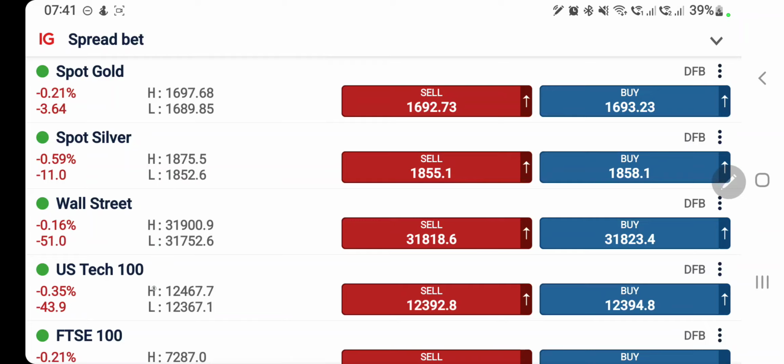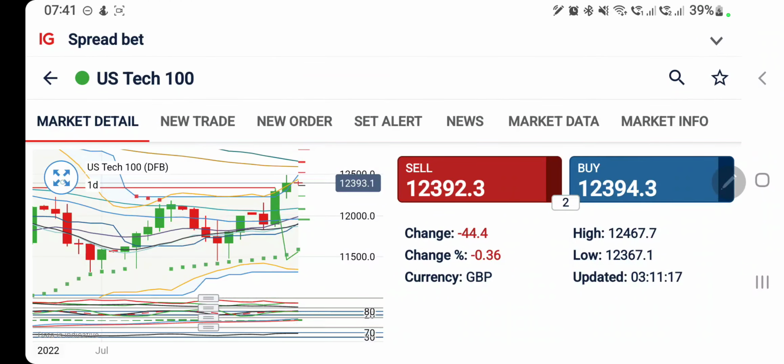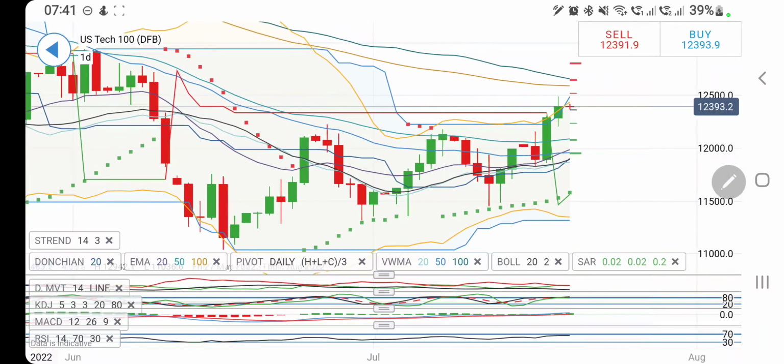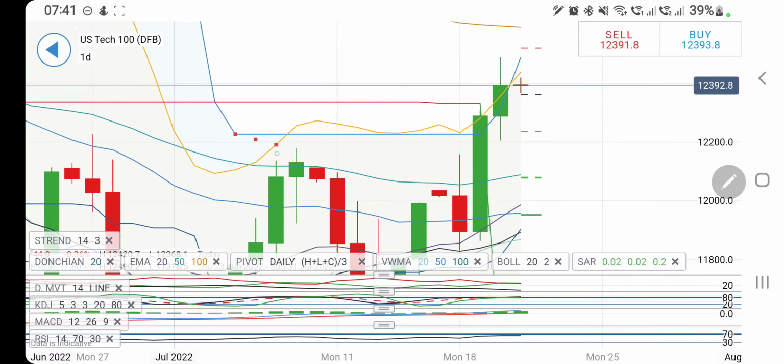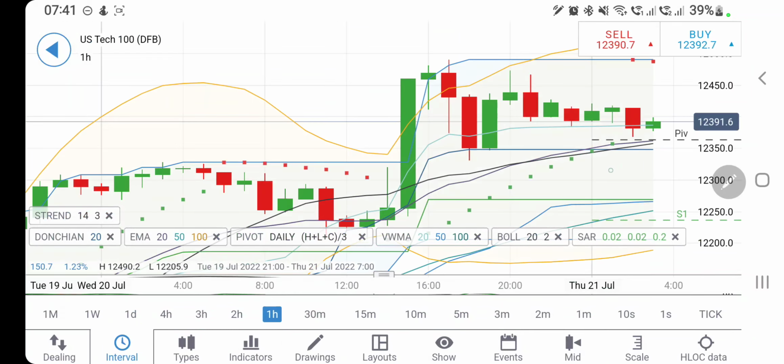Let's start the day with US100 first. US100 is trading below 12,400 at 12,392 levels, and right now the candle is not trying to take a shape.